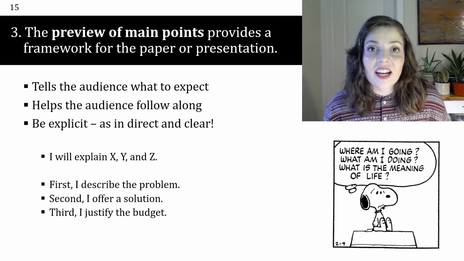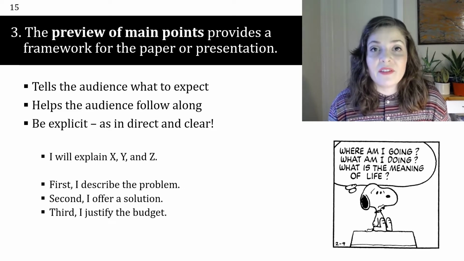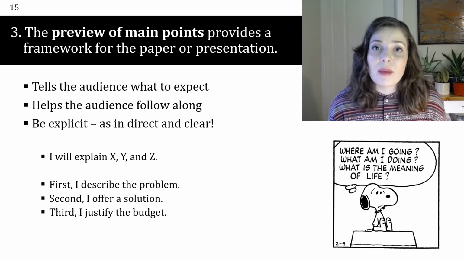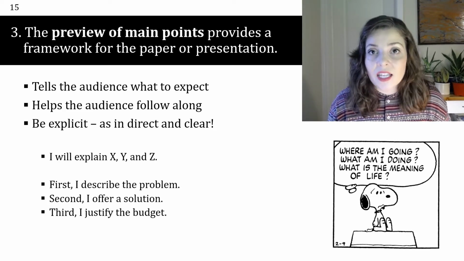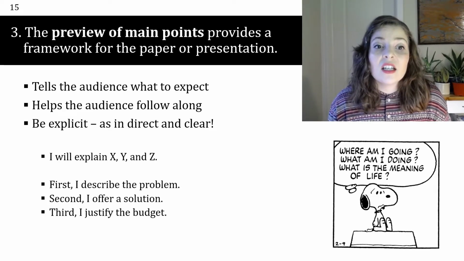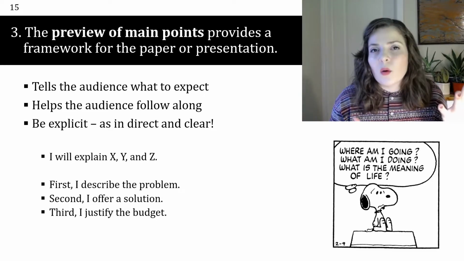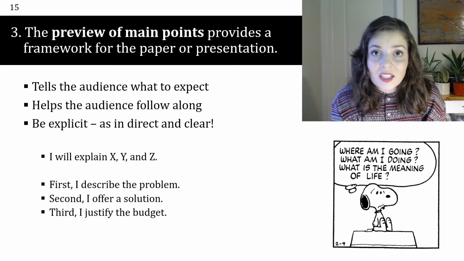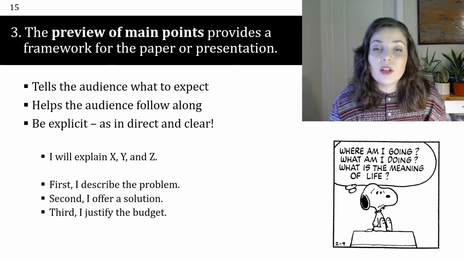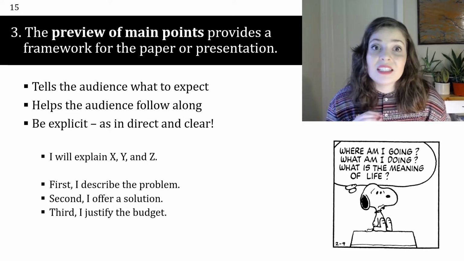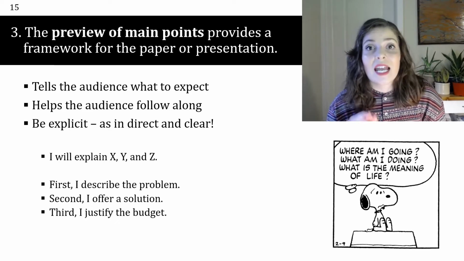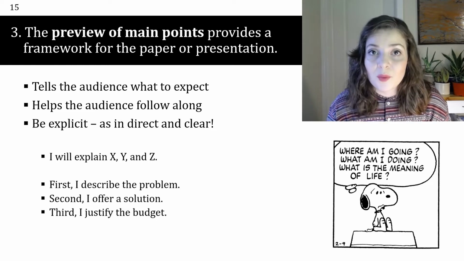And finally, the very last part of your introduction is the preview of main points, which provides a framework for the rest of the paper or presentation and lets the audience know what they can expect. This helps the audience follow along and get their wits about them on what you're going to be talking to them or writing to them about. And we want this to be very explicit. And I don't mean swear words explicit. I mean direct and clear about what we will accomplish.